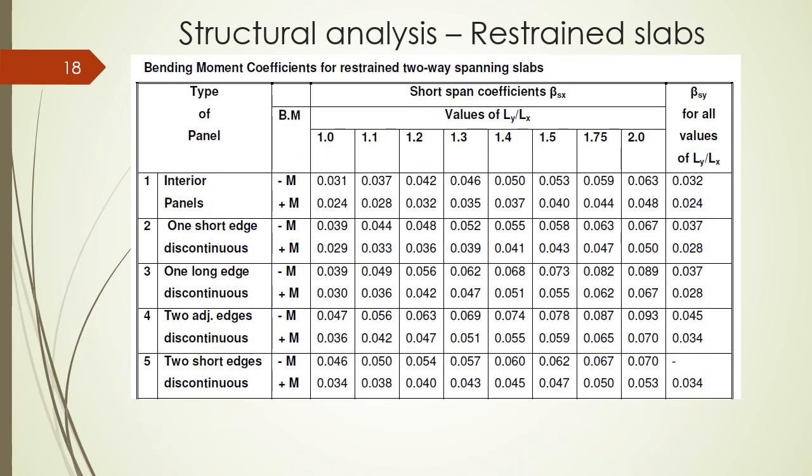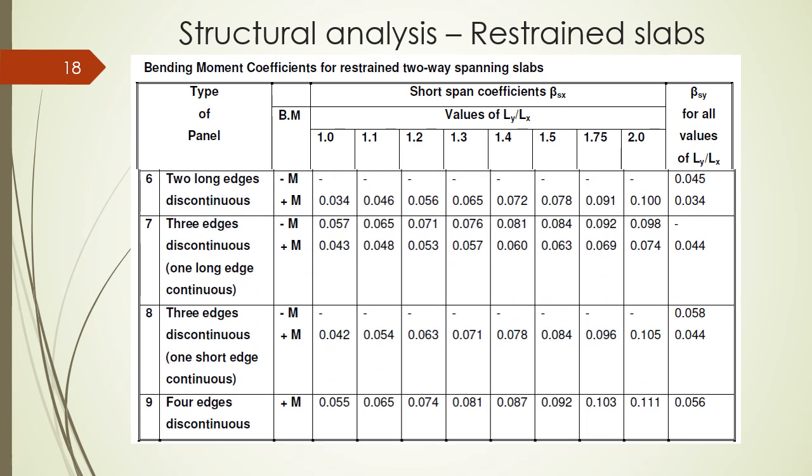The tables are quite comprehensive and provide all scenarios for rectangular panels, including a scenario in which we just have a singular panel with no adjacent panels. That would be slab type 9 as shown. In this table, you need to read off beta Sx depending on your ratio of Ly over Lx, and you also need to read off beta Sy.